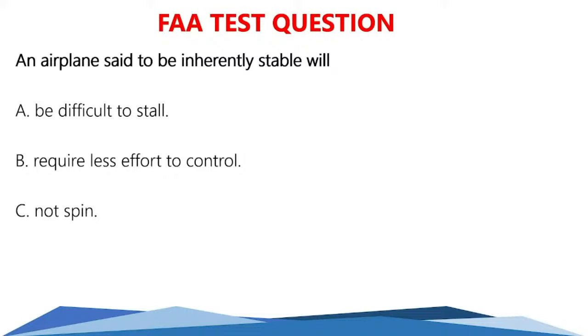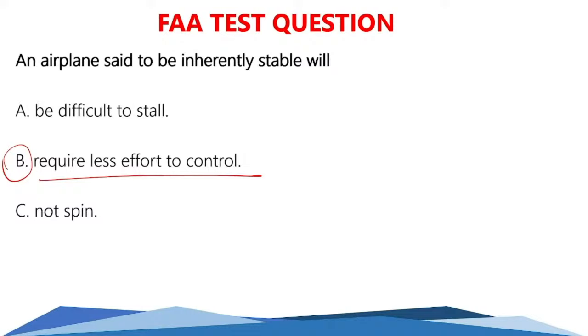We've got about 30% of the class with A and 69% of the class with B and nobody on C. So pretty much the majority of the class has it correct. The correct answer is B. It is going to be inherently stable, which means that it's going to require less effort to control.